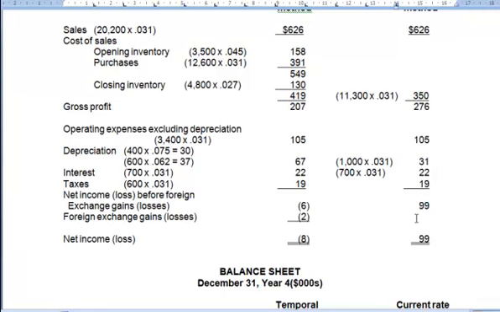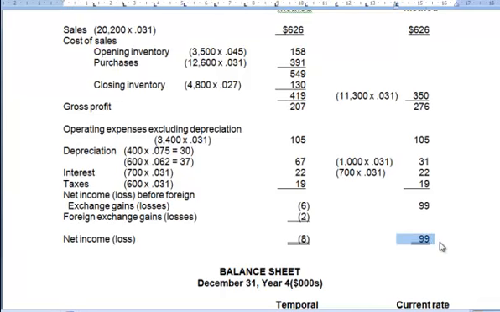Now notice I don't have anything in here for foreign exchange gain or loss in the income statement, because all calculated foreign exchange gains or losses under the current rate method go into other comprehensive income, which is not part of your net income calculation. So your net income is going to be $99,000.